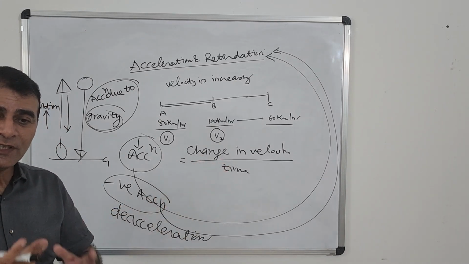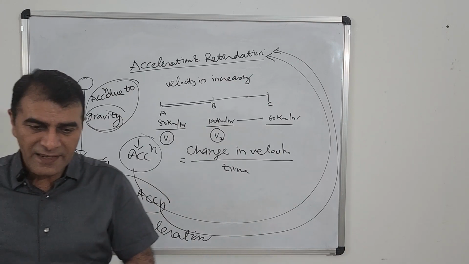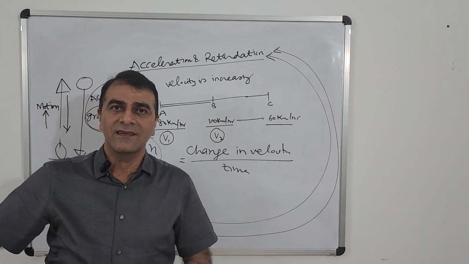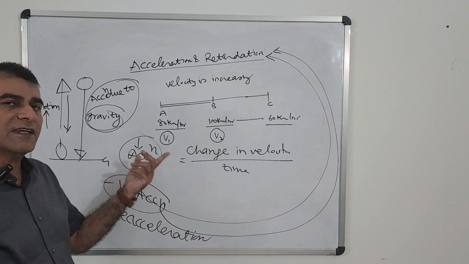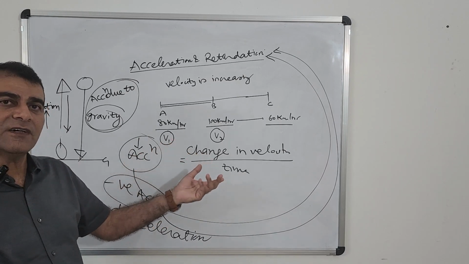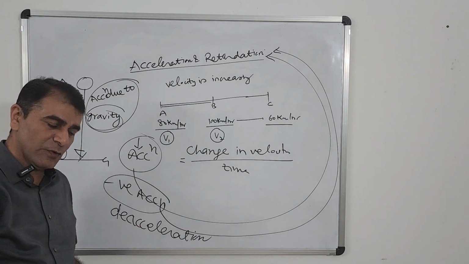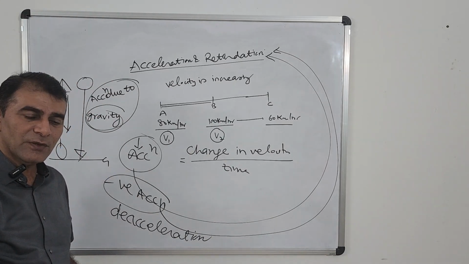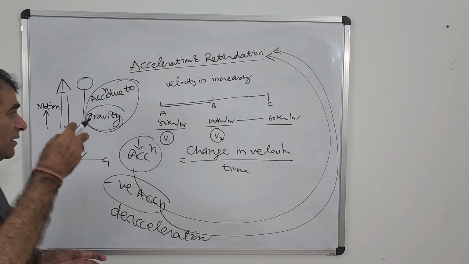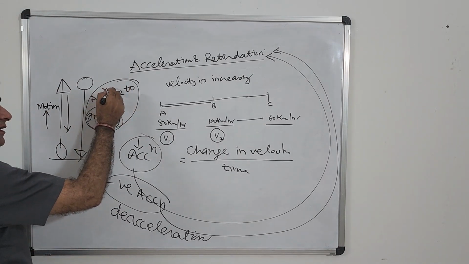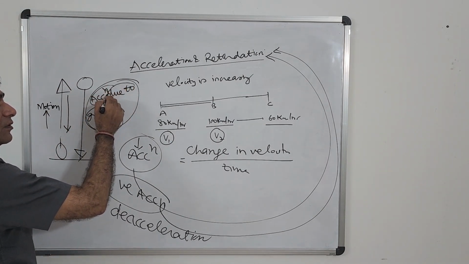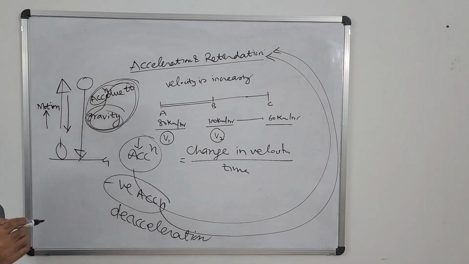Now change in velocity, if the motion is like this on a horizontal plane, is normal acceleration, or if it is negative, it is deceleration. But when the body is falling like this from upward to downward or downward to upward, then this is called acceleration, but due to gravity.